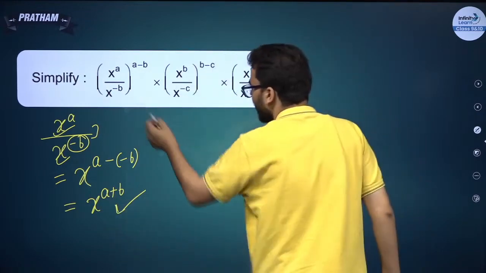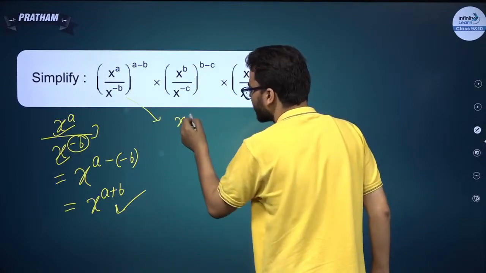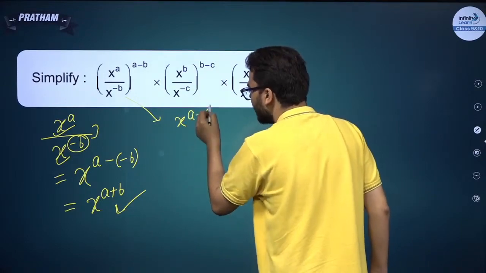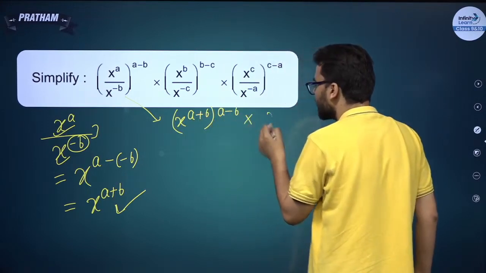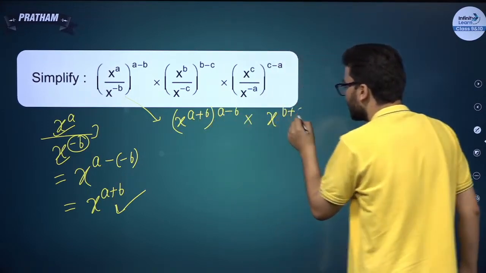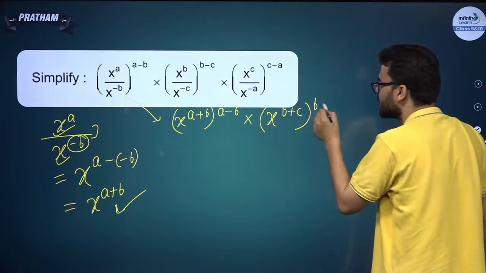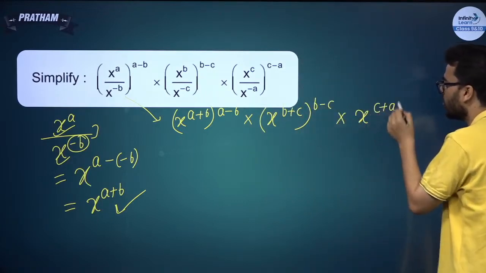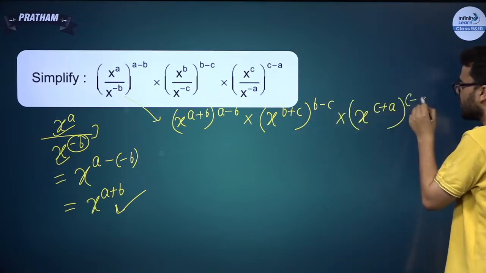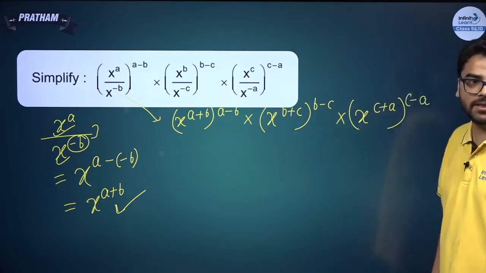In the same manner, this can be written as x raised to the power a plus b, the whole raised to the power a minus b, into x raised to the power b plus c, the whole raised to the power b minus c, into x raised to the power c plus a, the whole raised to the power c minus a. I hope this is clear to everybody in this session.